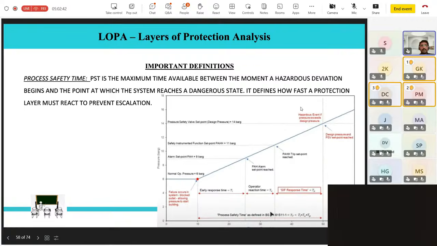So that is the main checkpoint or validation required by all designers, engineers, or safety consultants whenever you provide any process safety device. It is immaterial of the SIL level, because the SIL level could still be there, but it could have a considerable delay in responding. Then it is of no use to have that safeguard essentially. So basically, this is what our process safety time is.